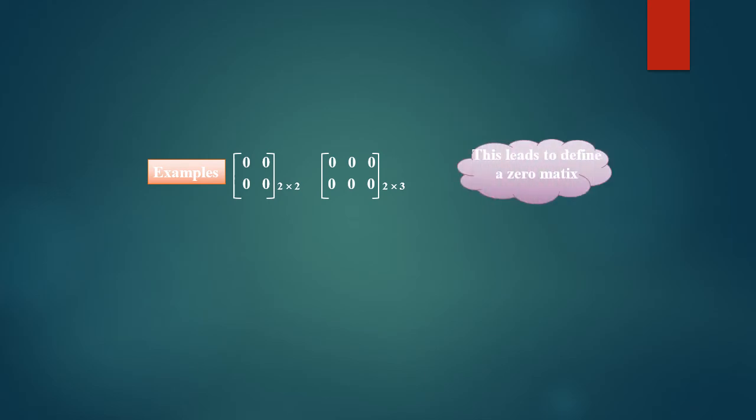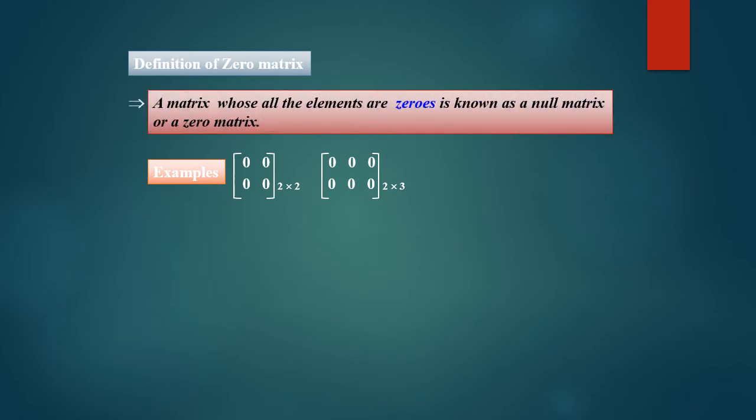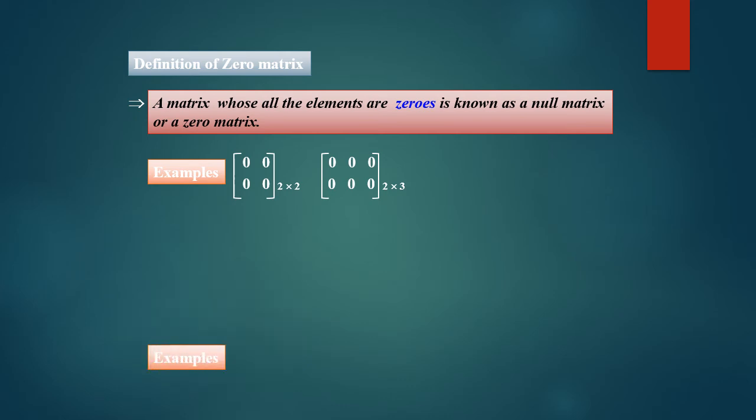So we can define a 0 matrix. A matrix whose all elements are zeros is known as a null matrix or a 0 matrix. So if all the elements of a given matrix are 0, then such a matrix is said to be a 0 matrix.